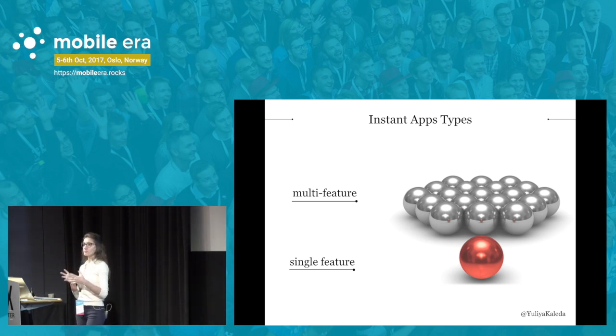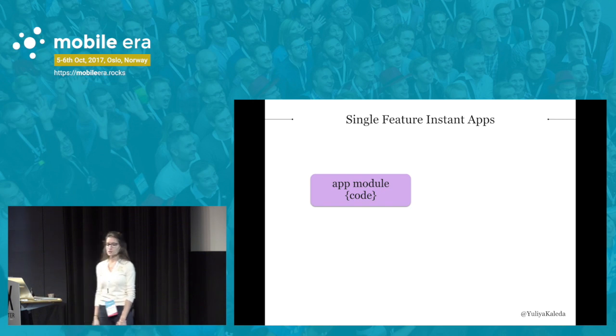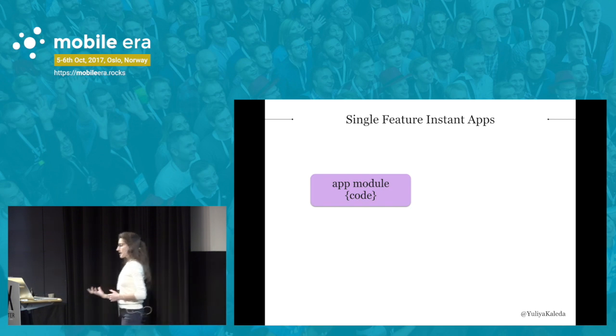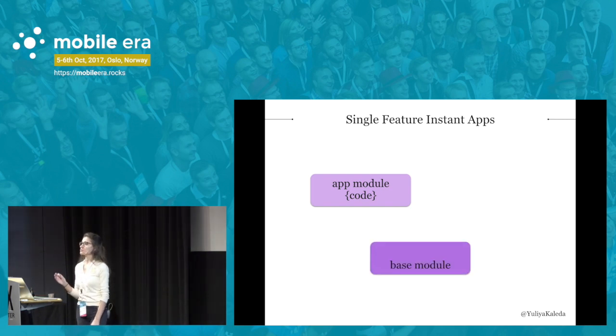So let's look deeper into each type and decide which one is better and which one most developers would prefer. Let's start with the easiest approach, which is a single feature Instant App. Assume you have a regular installable application. It's basically one monolithic app module where most of your code lives, and you decided to build an Instant App. The first step is to add a new module, which we will call a base module, to your project structure, and then move all of the code from the app module to the base module.